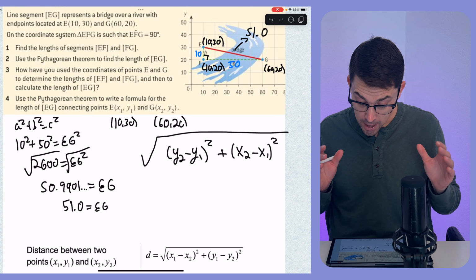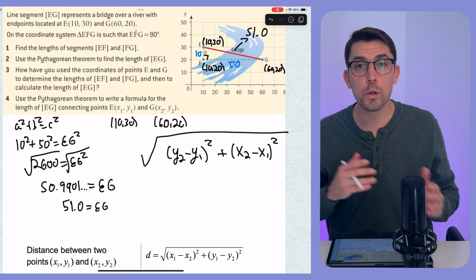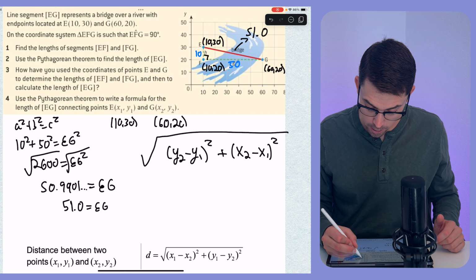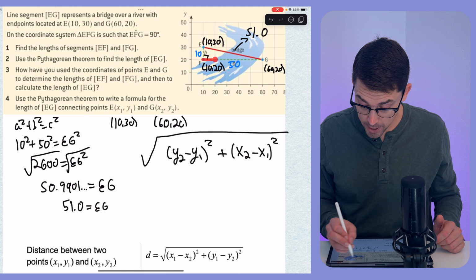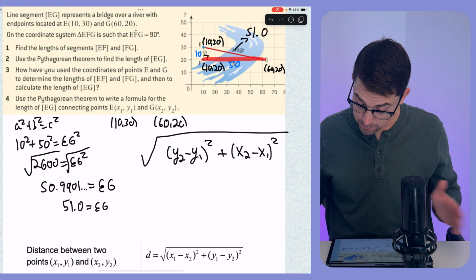It's no different than the Pythagorean theorem, with just the extra step of realizing that, hey, on a Cartesian coordinate plane, I just need to take the difference to find that length in the y's, and the difference to find this length for the x.